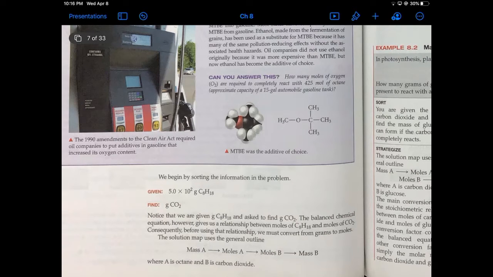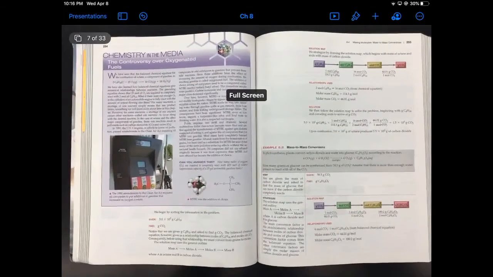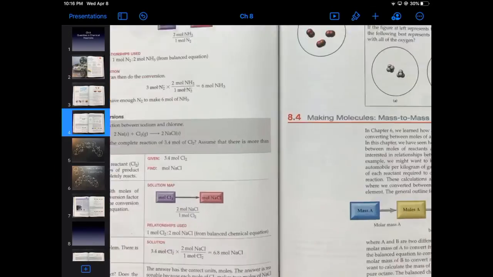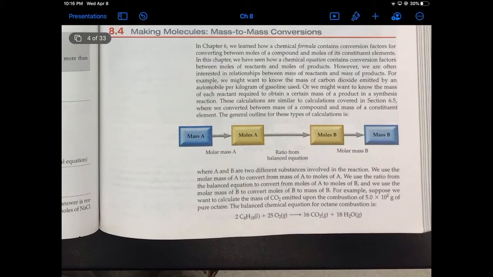Our map needs to get us from octane to CO2. There's got to be a relationship between octane and CO2. And there is. If you look at the recipe, we can see it there on that other page. There's a recipe that has that relationship. It's 2 moles of octane will make 16 moles of CO2. You see it there at the bottom? So it's about an 8-to-1 ratio, right? You get about 8 times as much carbon dioxide as you do octane.